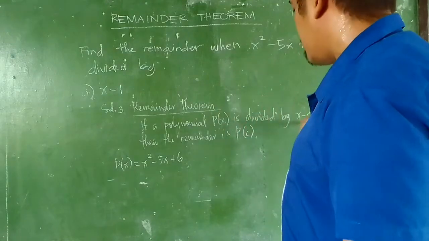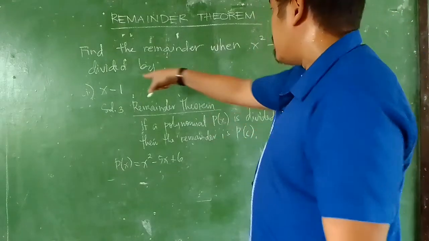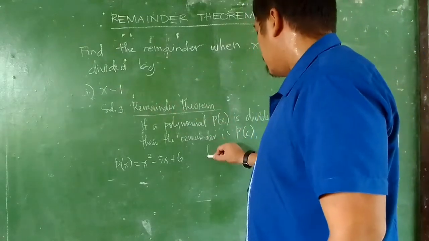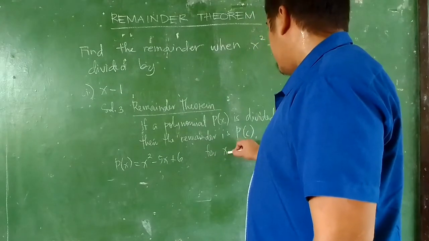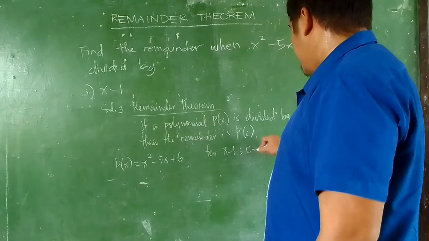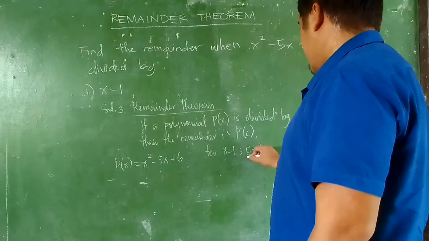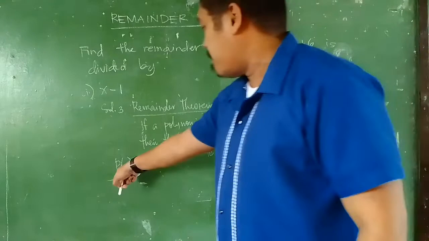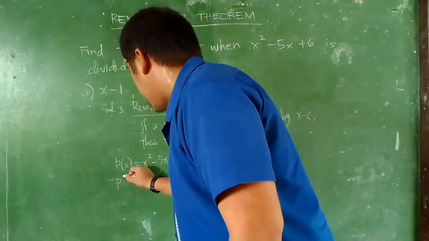So, considering now your dividend x minus 1, your value of C here would be equal to 1. So, that's our idea. That's the value we will substitute here. So, this will be the correct P of C.